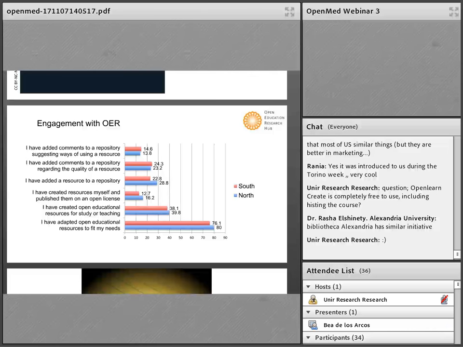If you're in the north, you would be a little bit higher in terms of sharing more, adapting more, or adding a resource to a repository, for instance. But as you can see, the differences are not huge, so you couldn't properly speak of a divide. And then if you start thinking about the different barriers to actually using open educational resources in the global south, for instance access to the internet, then you see how this data makes more sense.